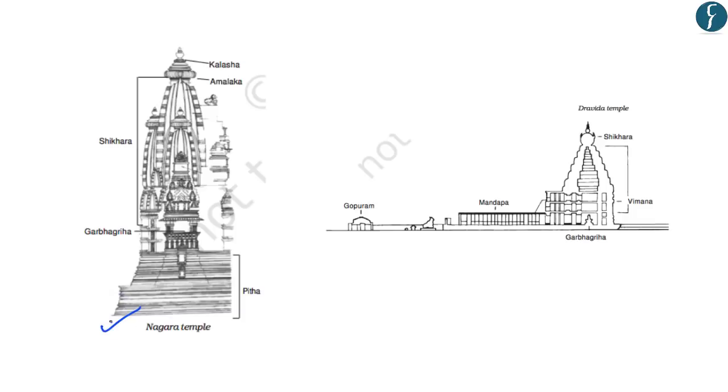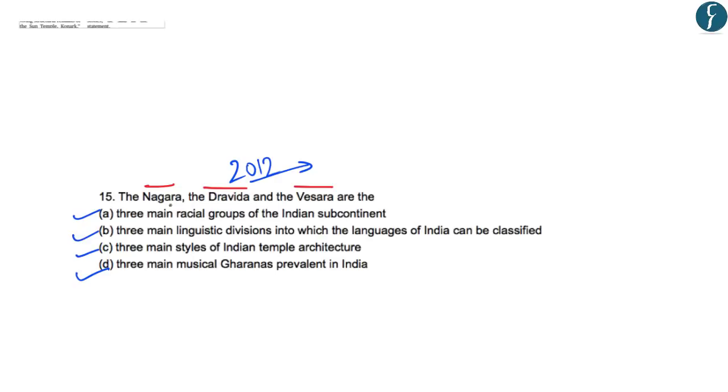Now you can see this is the Nagara style of temple, and you can compare this with the Dravida temple. Here you can see the Shikhara is longer as compared to the Dravida temple, and there is also an Amalaka and a Kalasha. However, in the Nagara style of temple architecture, there is no Gopuram. The similarity is that both these temples have a Garbhagriha, as you can see in this particular picture. Now coming back to this question asked in the year 2012, you can easily answer that Nagara, Dravida as well as Vesara, which is a mix of the Nagara and Dravida styles, are 3 main styles of Indian temple architecture. So in this, C was our correct answer.